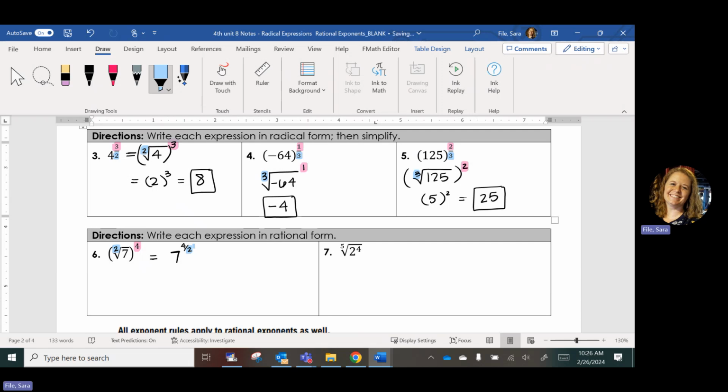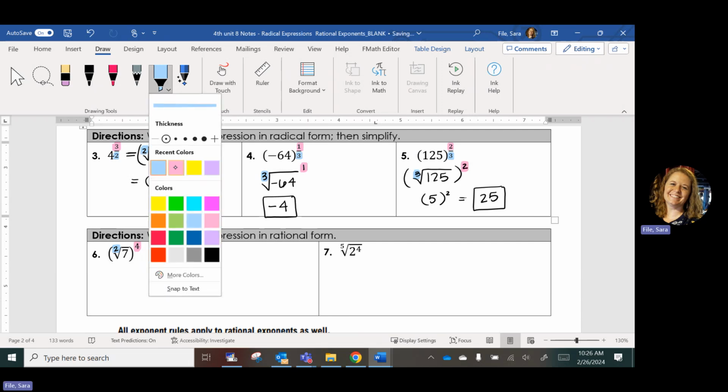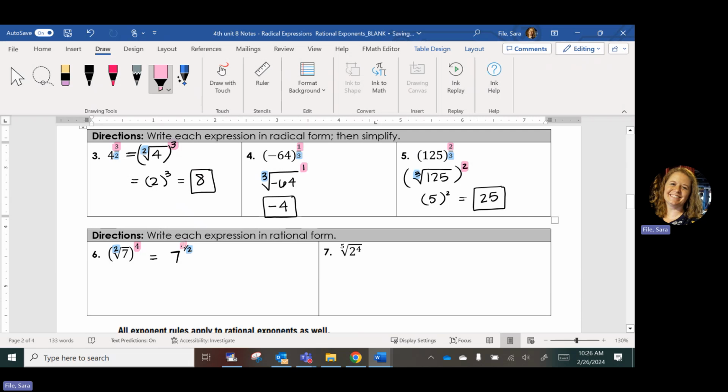Yeah, 4 divided by 2 is simply 2. I could get this to switch colors. There we go. So I can simplify that. That just becomes 7 squared, which is, and there we have it. Very good.